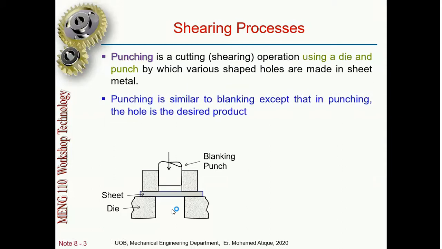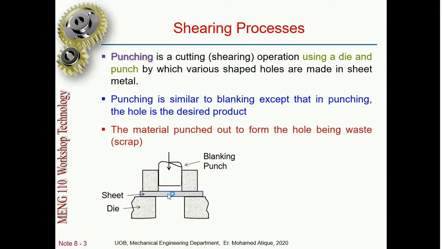One more operation, blanking. This is also the same as punching, except that in punching, when the metal is cut, the cut metal is the waste and the remaining metal is our required workpiece. Whereas in blanking, the metal which is cut is the desired output and the remaining metal will be the waste. So the operations are carried out in the same way, but in punching the cut metal is waste, whereas in blanking the cut metal is the required product.